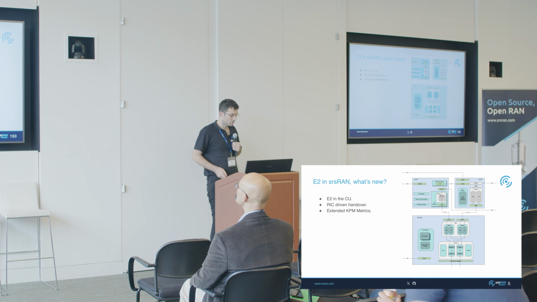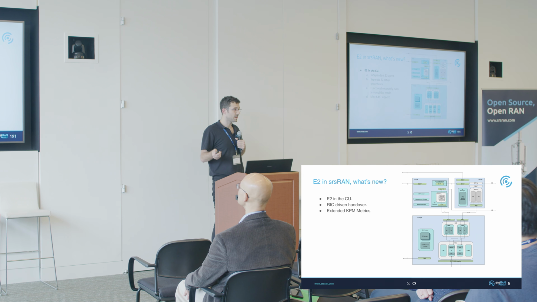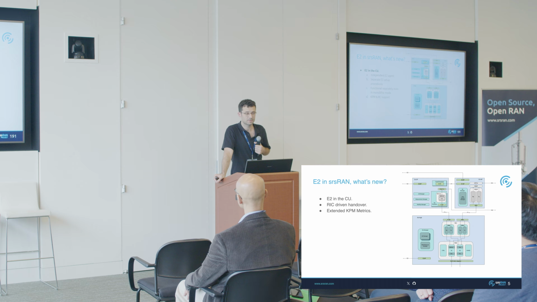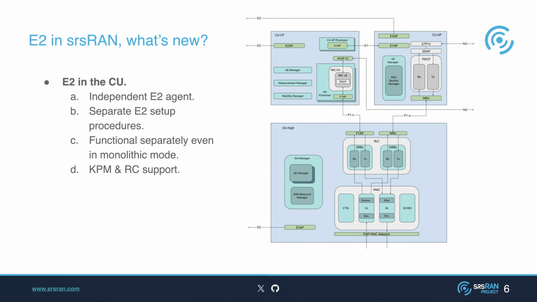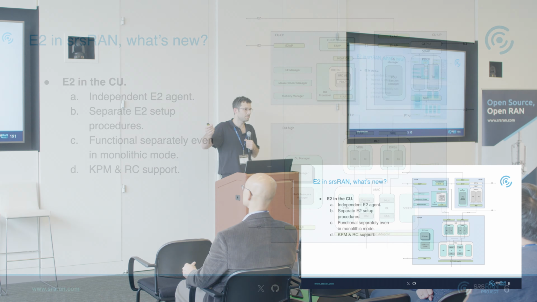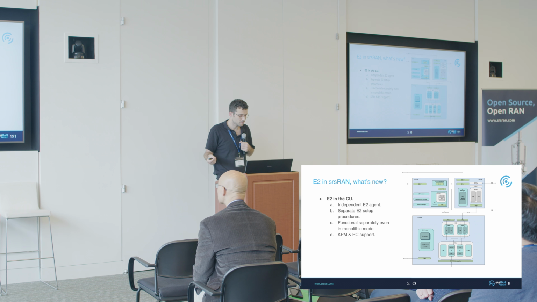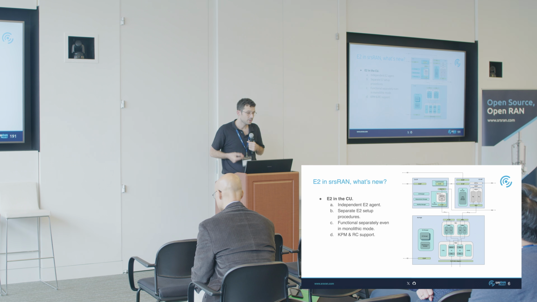So first of all, we've added E2 to the CU. Over the last year, one of the big milestones that's been achieved, Ishmael mentioned it, is we've introduced the proper CU-DU split between the CU and the DU, so they're able to be either co-located or distributed as different binaries, put on different compute nodes. And so to enhance this, we've also added the E2 agent to the CU.